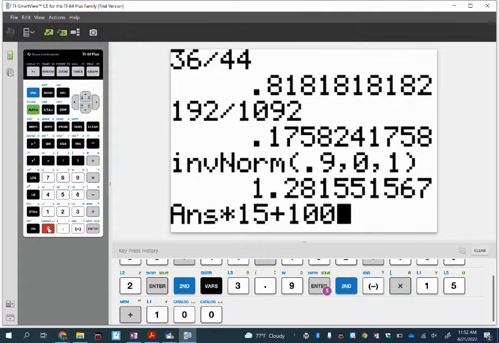Wait, you could just click the multiplication and it does it. Yeah, you're right. It does it. I just want to make sure you guys see how to get the answer.